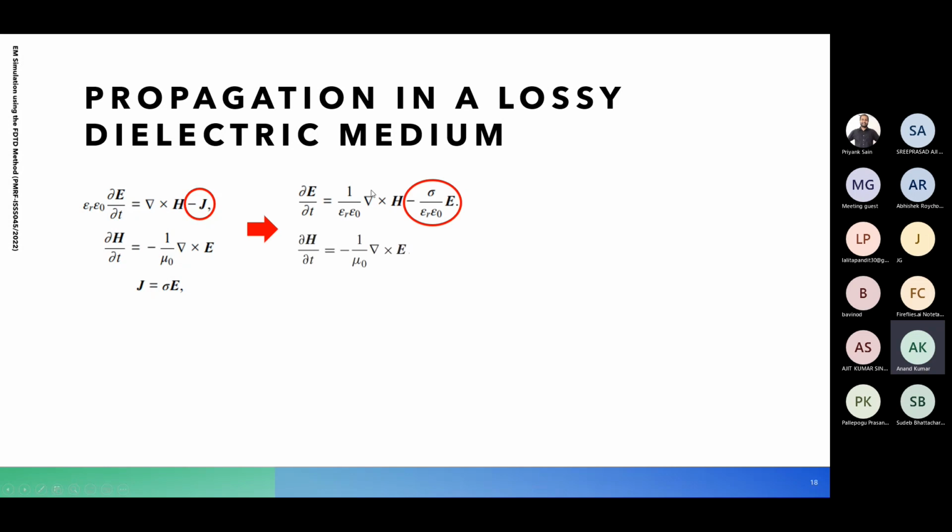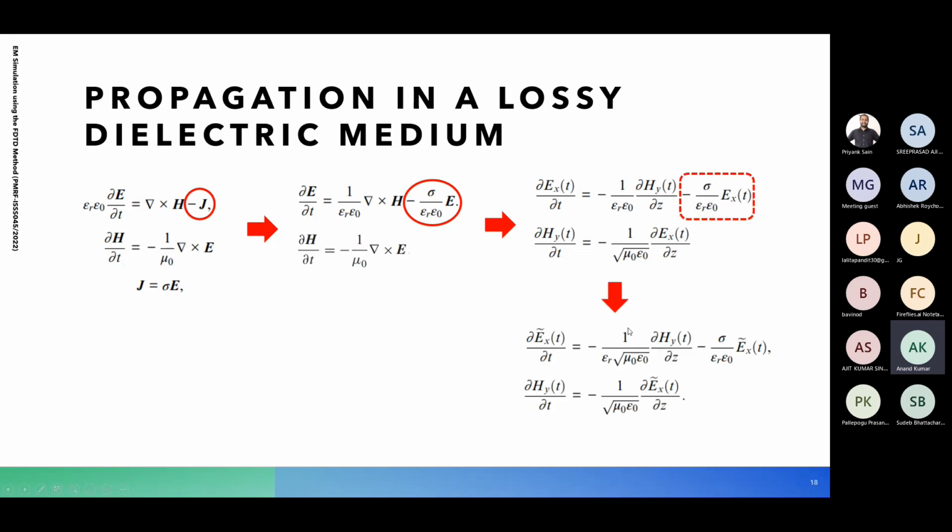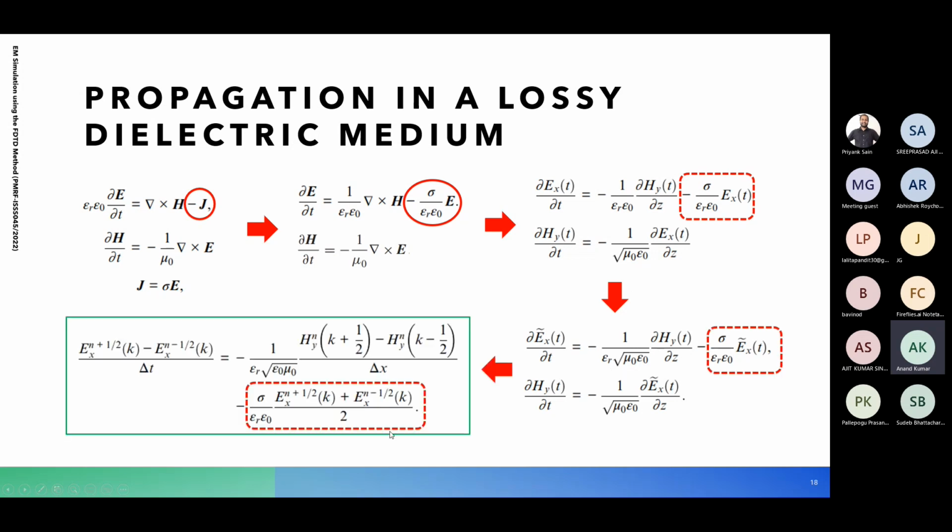and this particular term was then included in our 1D Maxwell's equation, and then we normalized it and got the update equation for the electric field, which included the loss term. Since we did not have the value of the electric field at time node n, we averaged the value of the electric field at the time instances n plus 1 and n minus 1 at the node k.